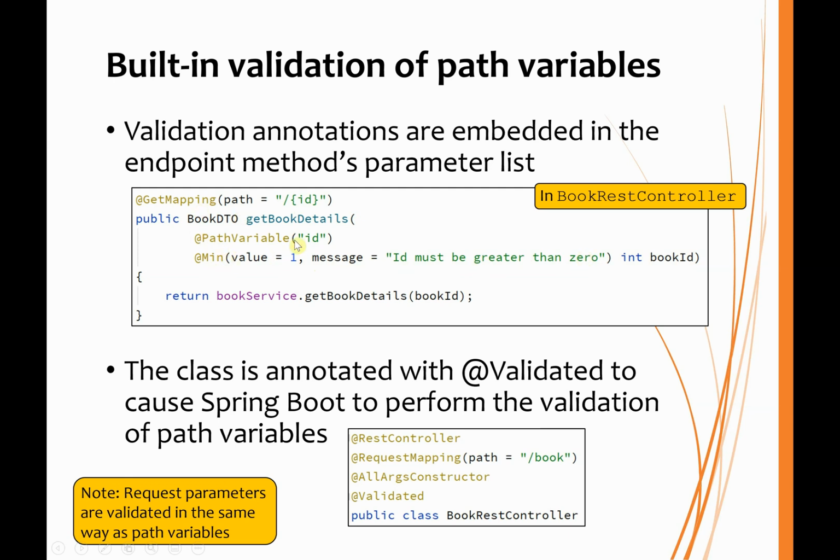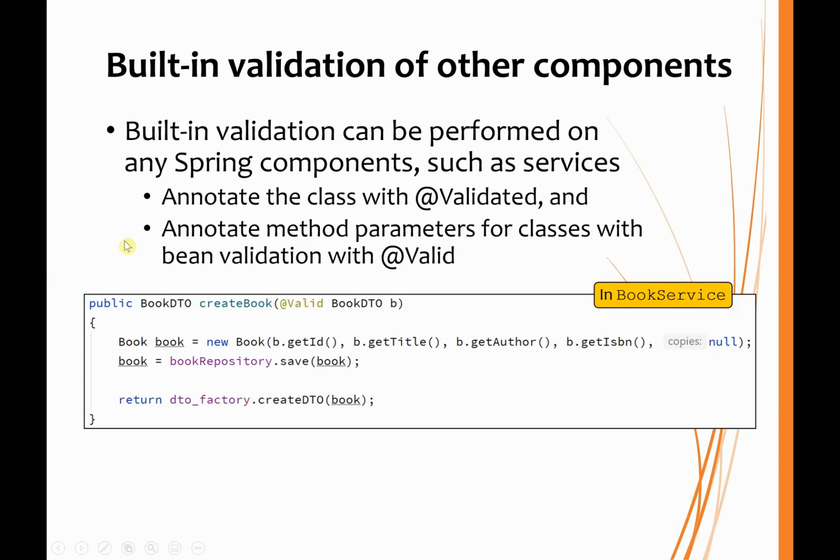To trigger the validation of path variables, we need to annotate the class with the @Validated annotation, and that will trigger the validation of path variables whenever there is a validation annotation. We can also have request parameters validated, and that's done in exactly the same way as with path variables. It's also possible to validate other components, such as services. We just annotate the class with @Validated, and then annotate method parameters with @Valid.